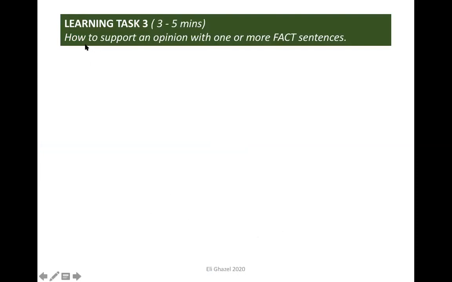The next step now to learn is how to support an opinion with one or more fact sentences. So when you say something is easy, good, that's your opinion. Can you support it with a couple of facts? Or you say something is great. Can you support it with a couple of facts? All right, so let's have a look.